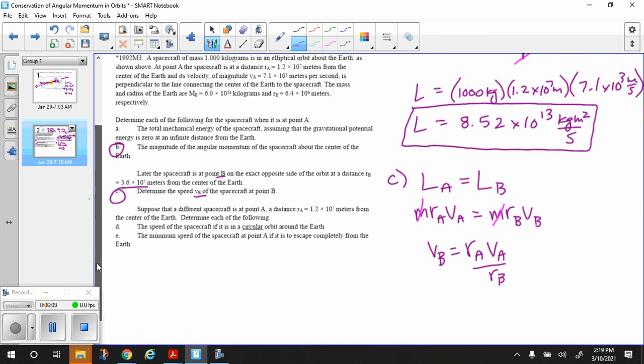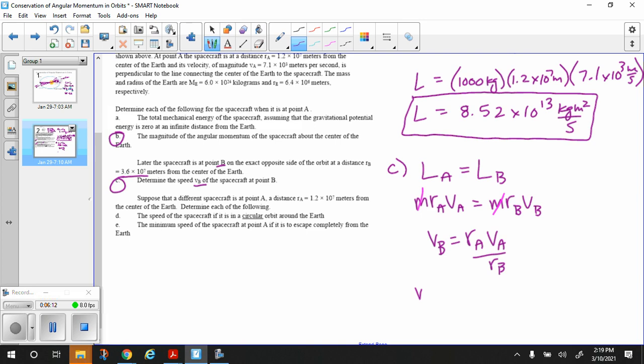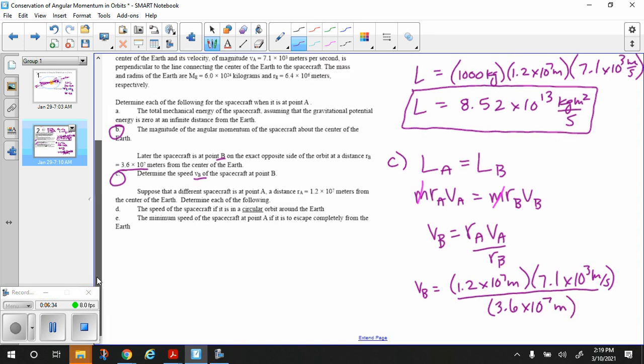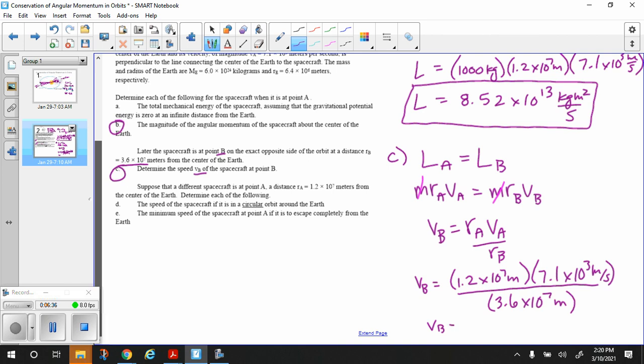And so we can plug in numbers. 1.2 times 10 to the 7th meters times 7.1 times 10 to the 3rd meters per second, all over 3.6 times 10 to the 7th meters. And we get 2.37 times 10 to the 3rd meters per second. So we can see that it does go slower at position B.